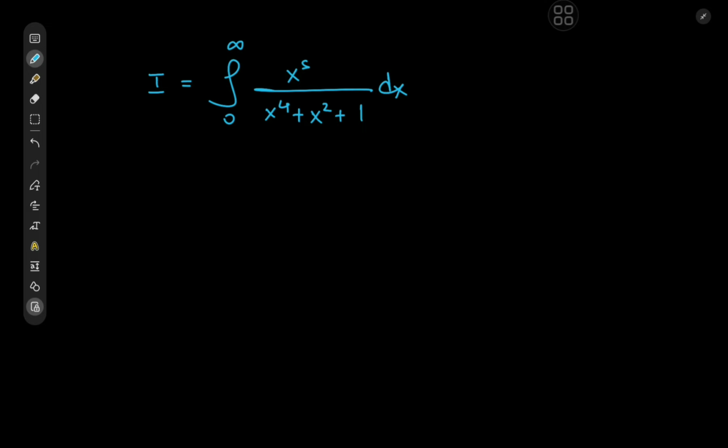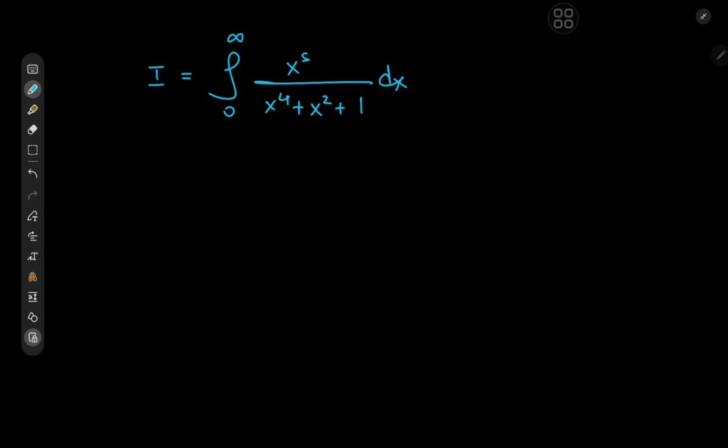We have the integral from 0 to infinity of x to the s divided by x to the 4th power plus x squared plus 1. Now, for convergence purposes, we need the real part of the s parameter here to be less than 3. And we have a quartic polynomial in the denominator. How exactly do we deal with that?